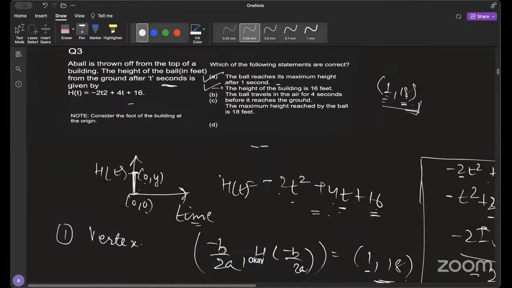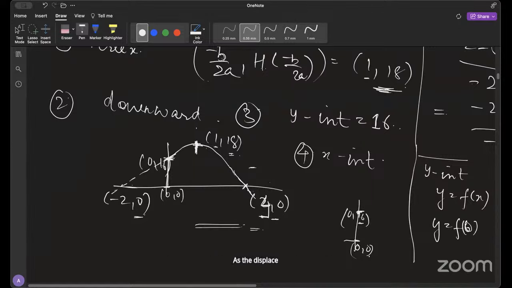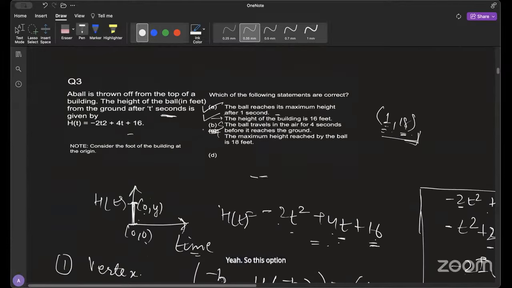The ball travels in the air for 4 seconds before it reaches the ground. So this option is also correct, ma'am, because the displacement becomes 0 and it comes down. This is the x-intercept actually. So before hitting the ground, it travels for 4 seconds. So this is the x-intercept, that's why this option should be correct.